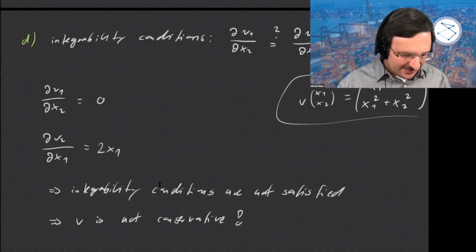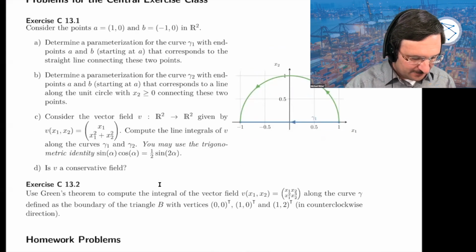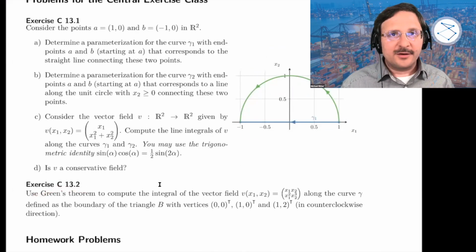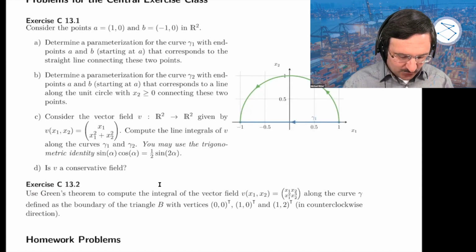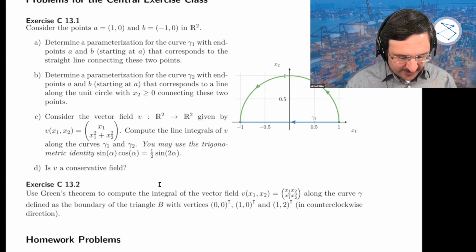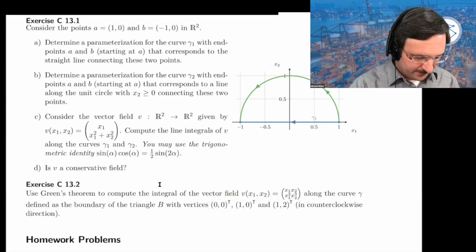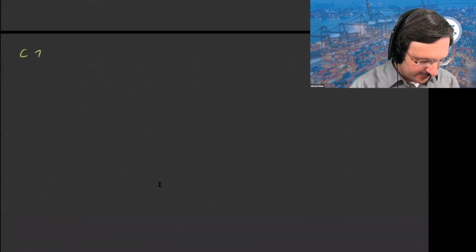Good. So then let's have a look at Green's theorem, 13.2. So here we are asked to again compute an integral over a vector field, given like this here, along a curve, and that curve is now defined as the boundary of a triangle with these vertices in counterclockwise direction. So that's C13.2.